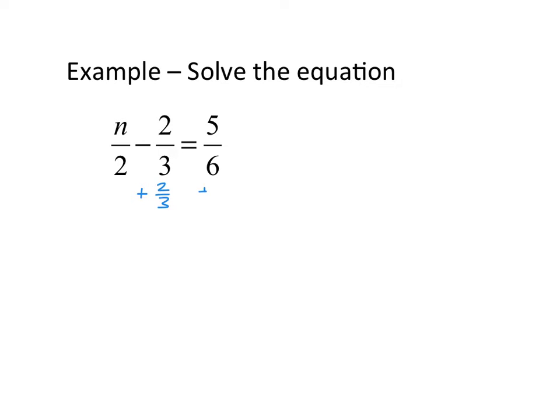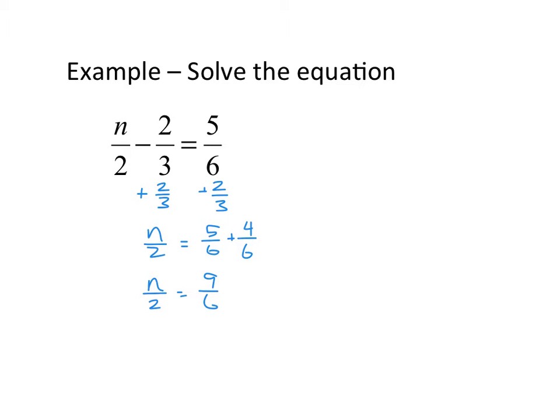So if we wanted to, we could simply charge ahead and say, all right, well, I'm going to get rid of minus 2/3 by adding 2/3 to cancel that out, right? And that's going to leave us n over 2 equals, but now we got to do 5/6 plus 2/3, and we know in order to accomplish that, we would need to get a common denominator. So that's going to leave us n over 2 equals 9 over 6, right?